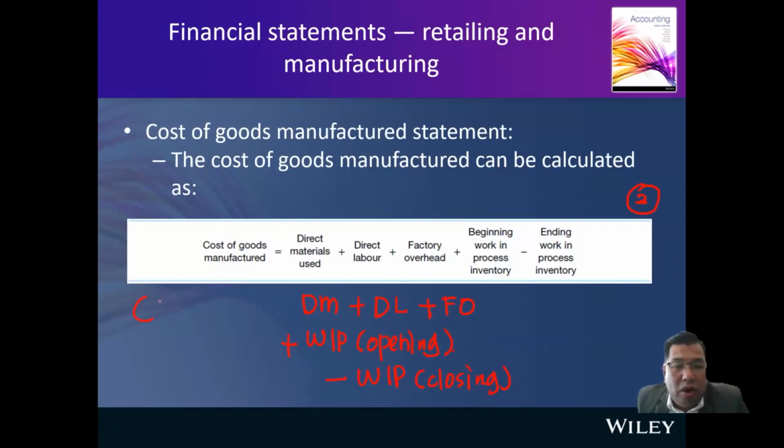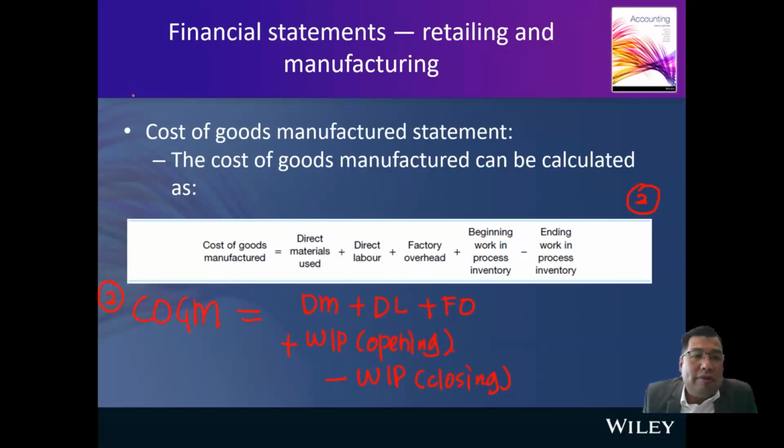This will give you cost of goods manufactured is equal to direct material plus direct labor plus factory overhead plus work in process opening minus work in process closing. This is your formula number 2. Okay, to determine the cost of goods manufactured.